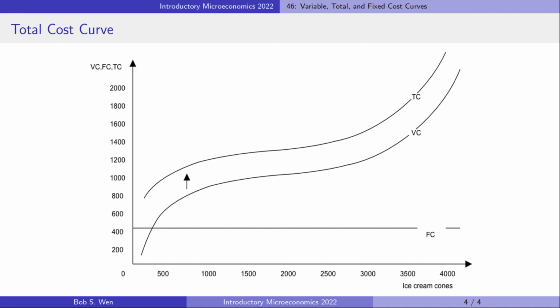In the next video, I will introduce the marginal cost and the average cost, derived from the total cost, the variable cost, and the fixed cost we learned today.